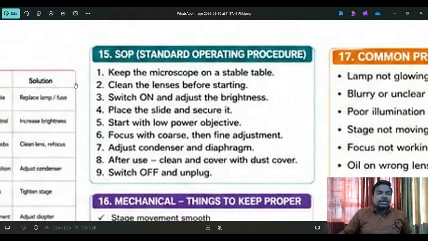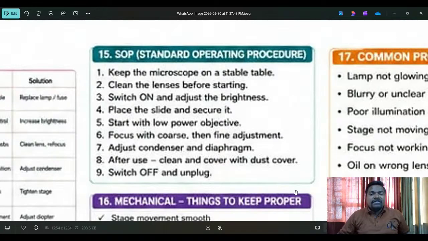Next, switch on, adjust the brightness, and place the slide securely. As the fifth point, start with the low power objective. Sixth point, focus with coarse, then fine adjustment. Seventh point, adjust the condenser and diaphragm. Eighth, after use, clean and cover with the dust cover. And ninth, switch off and unplug.